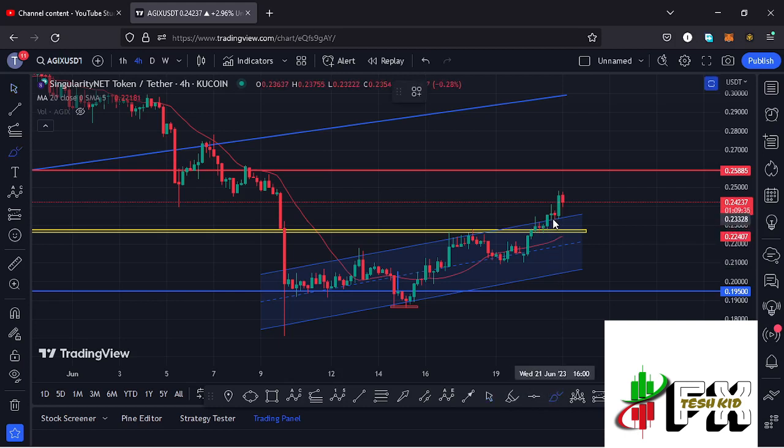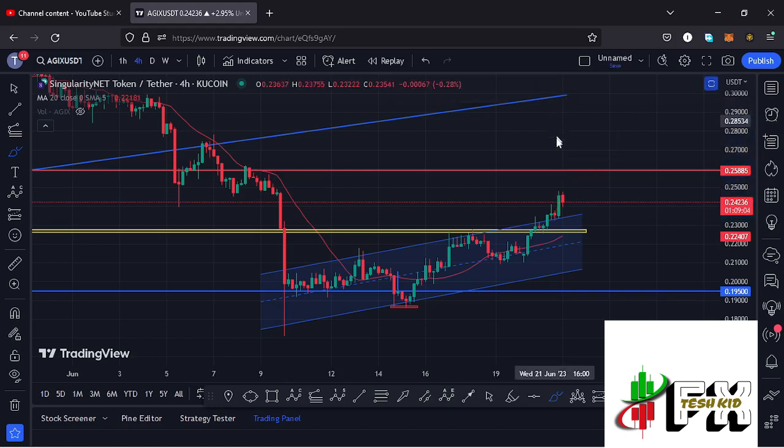And we have also managed to break through a key area of resistance at around the $0.227 mark, which is now acting as support for us to continue gearing up. And there are high chances that Agix is going to continue gearing up and get to the next key area of resistance at around the $0.25885 mark. And a break above that, we can watch out for a successful retest before we can continue gearing up and continue unlocking higher prices.